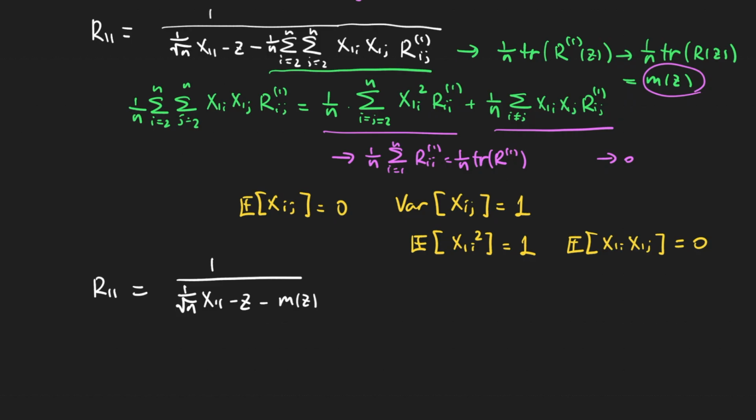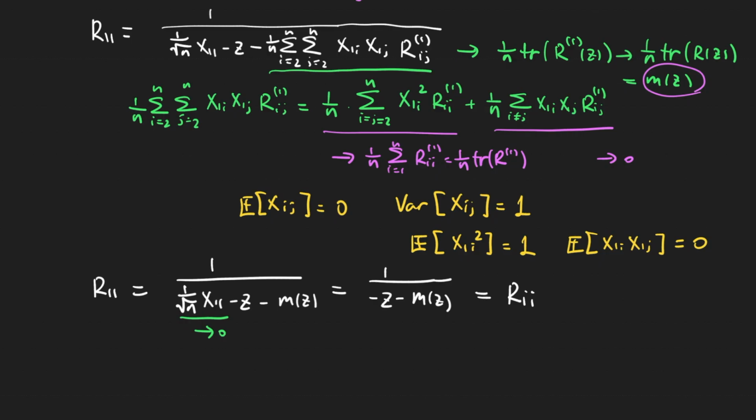Also notice here that this 1 over square root of n x11 goes to 0 when n goes to infinity. So that just becomes 1 over minus z minus m of z. Okay, so now this equation is very neat. And because of symmetry, all the diagonal values will have the same 1 over minus z minus m of z.